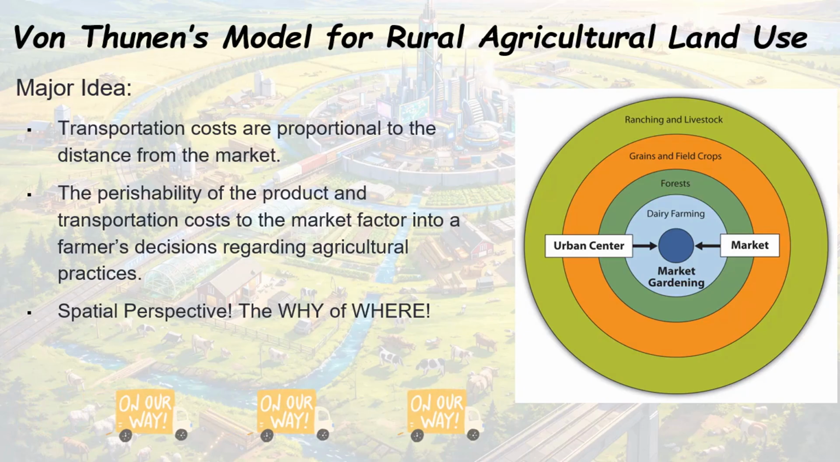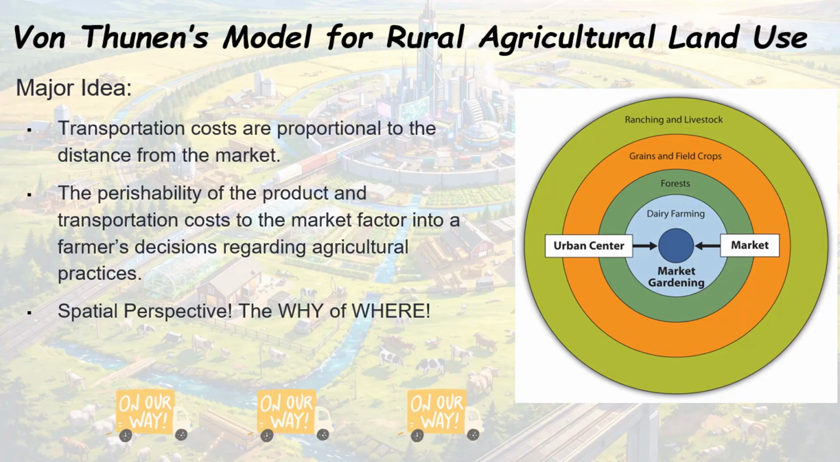First ring around it: market gardening and dairy farming. Why? Because these products are super perishable. Milk spoils, vegetables wilt. If you're hauling that stuff by ox cart, distance is not your friend. So these farmers pay higher land costs to stay close, but they save on transportation and protect their profits. Second ring, forests. Back in the 1800s, wood was heavy and expensive to transport. Firewood, timber, bulky stuff. It had to stay relatively close to reduce hauling costs.